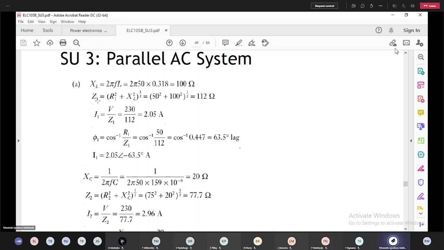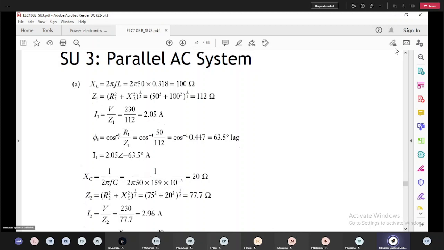So we find what Z1 is. It's simply the square root of R1 squared plus XL squared. Taking the square root, you find 112 ohms. So you find what I1 is: V over Z1 is 2.05.